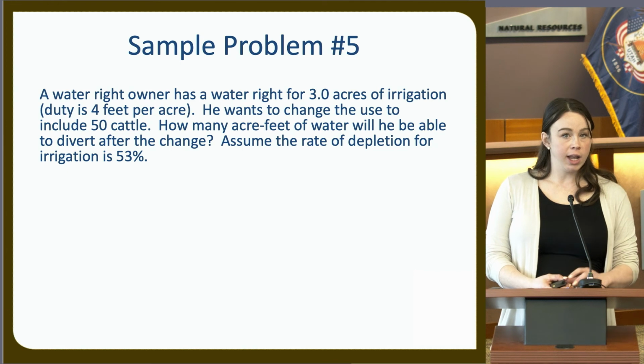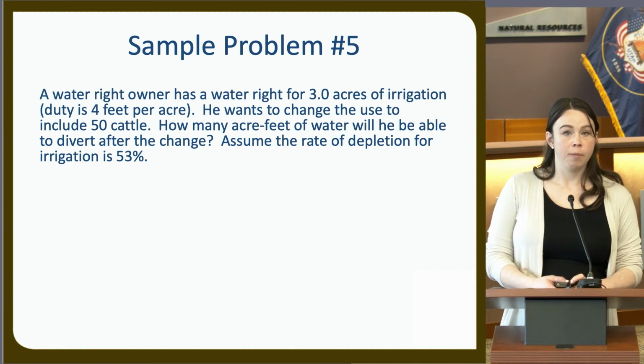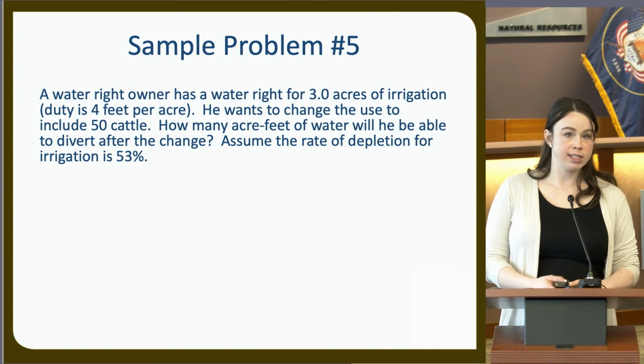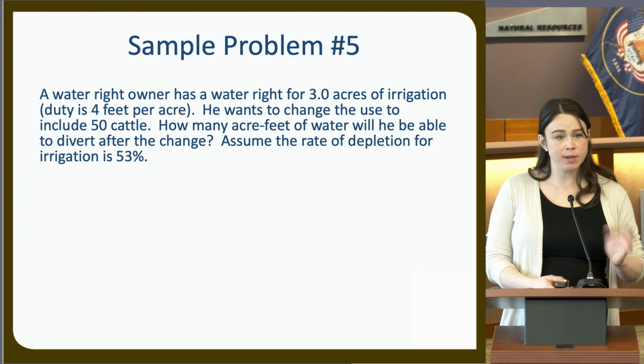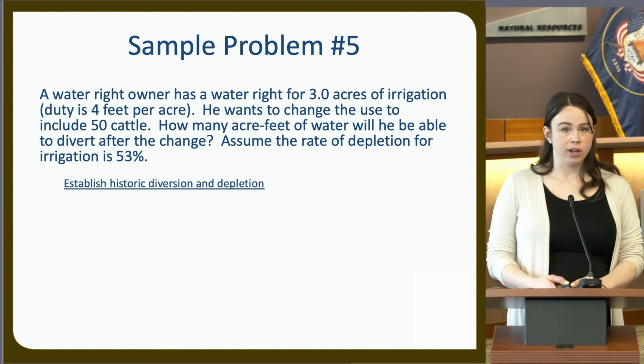So one thing I'd like to point out before this is that we do consider livestock to be 100% depletive, meaning the water isn't returning to the system. Irrigation typically falls around the 50% mark. So let's just get into some calculations.